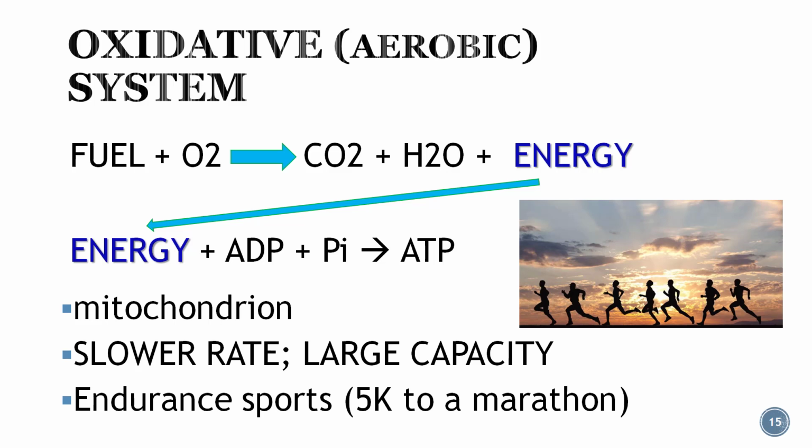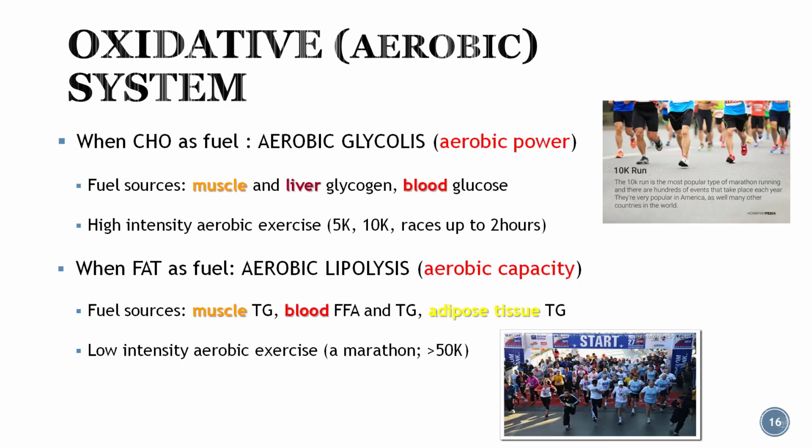The oxygen system is used primarily in sports emphasizing endurance, such as distance runs, ranging from 5 kilometers, which is equal to 3.1 miles, to the 26.2 mile marathon and beyond. Okay, so let's look at the next slide where we see the categorization of the oxidative system based on the fuel. I want you to remember this.